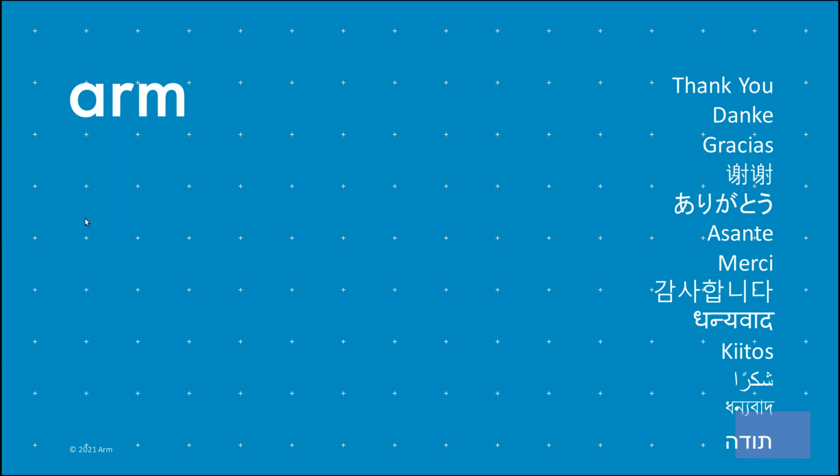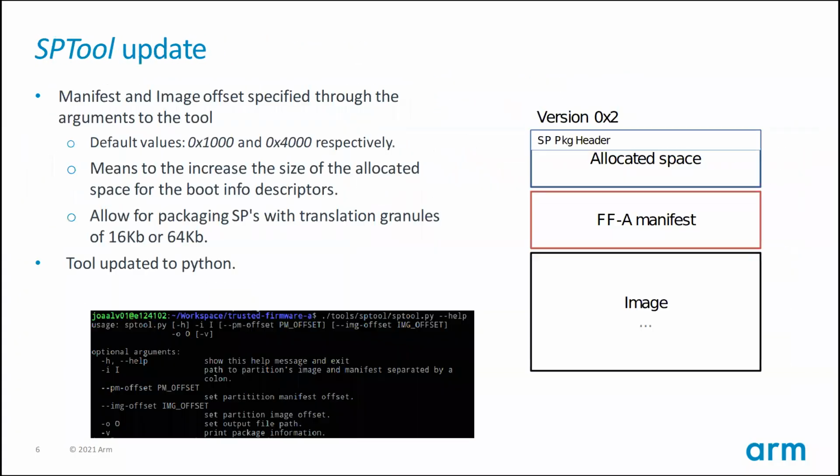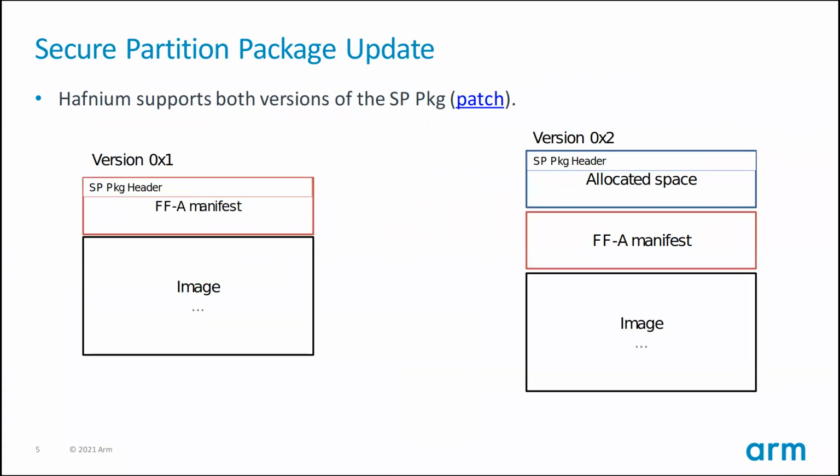I just thought of a question related to the boot protocol, if that's okay. Joe, can you go back to your slide which showed version 1 and version 2 of the boot protocol? Yes. I forget, is there a max size that you defined for this allocated space and for the FFA manifest? I don't know if there is a maximum space.